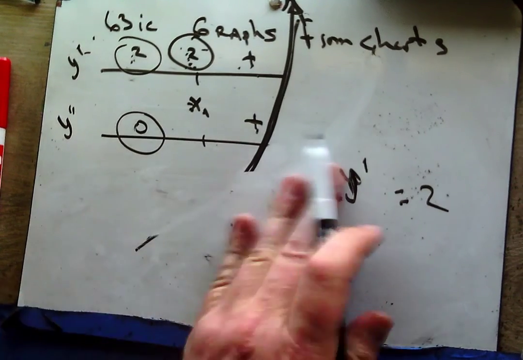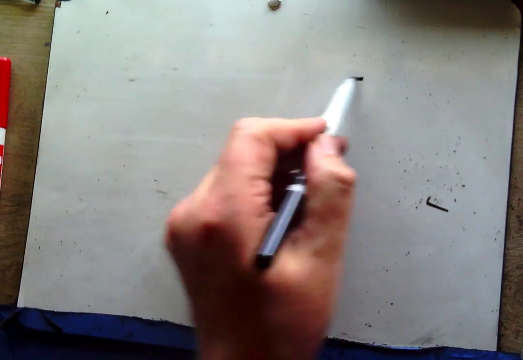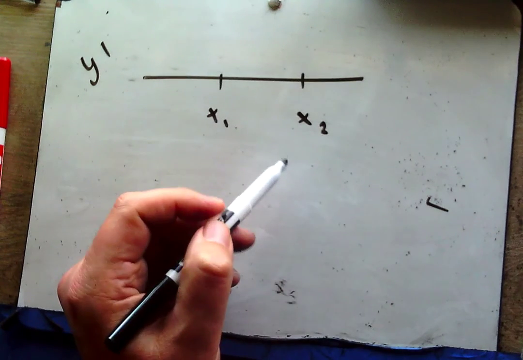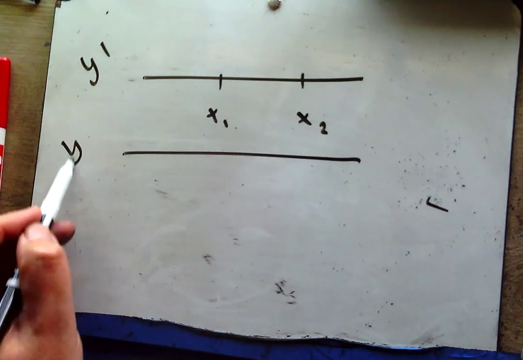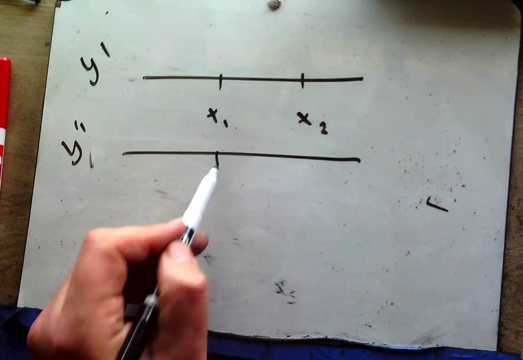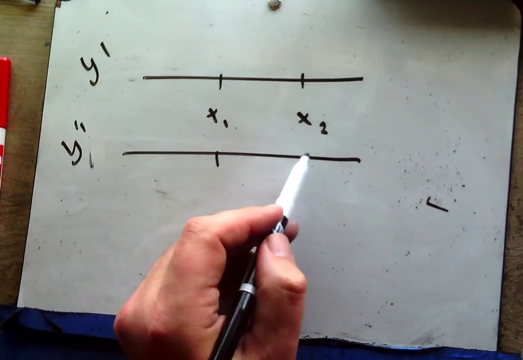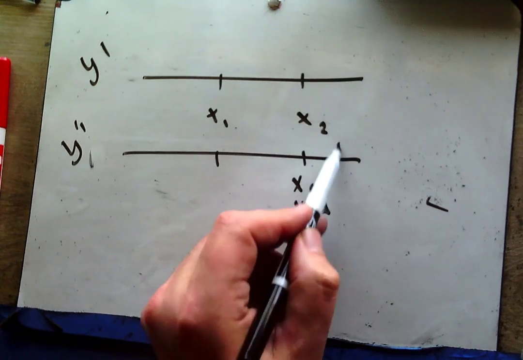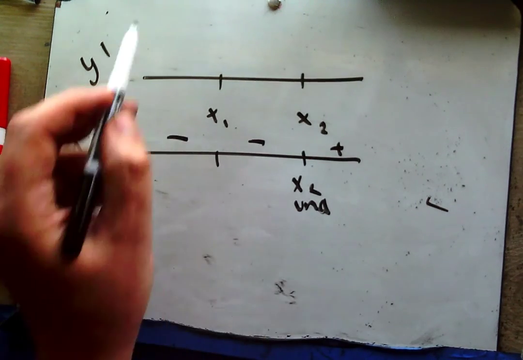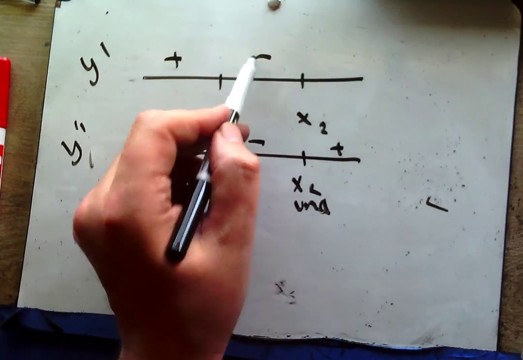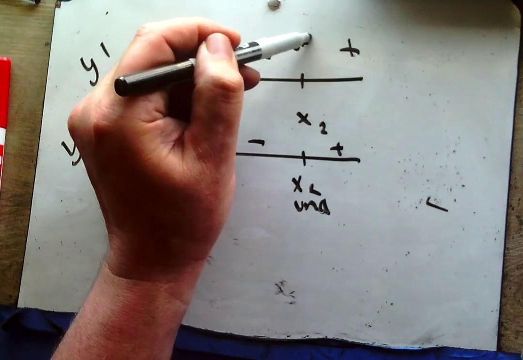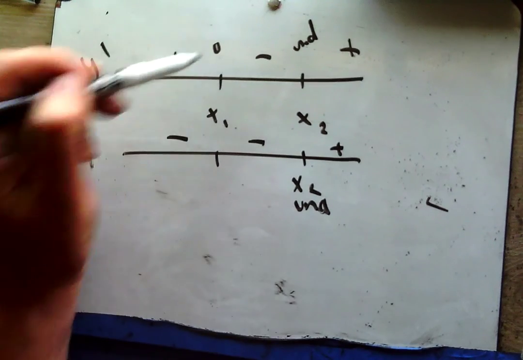Okay, and then our last one here, 27, we're given y prime, x sub 1, x sub 2, and y double prime here with the same points. That's definitely x sub 2. This is undefined. This is positive. This is negative. Up here we have positive, negative, positive. And I've got an undefined here and a 0 here.